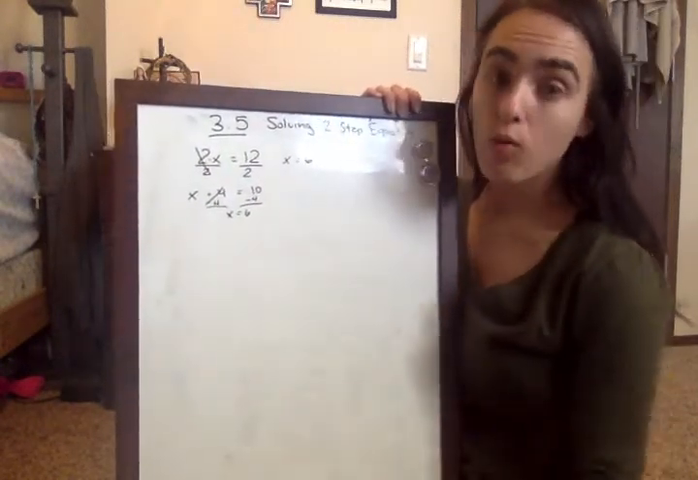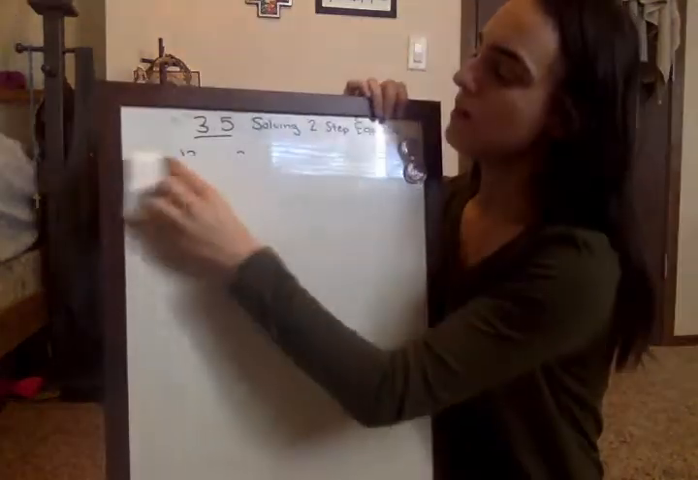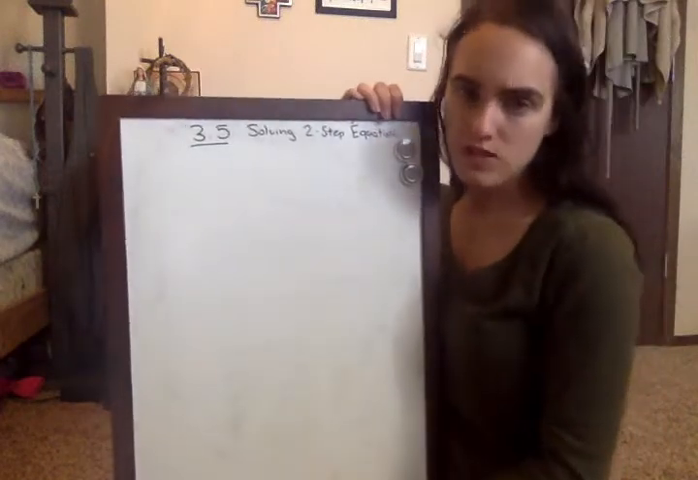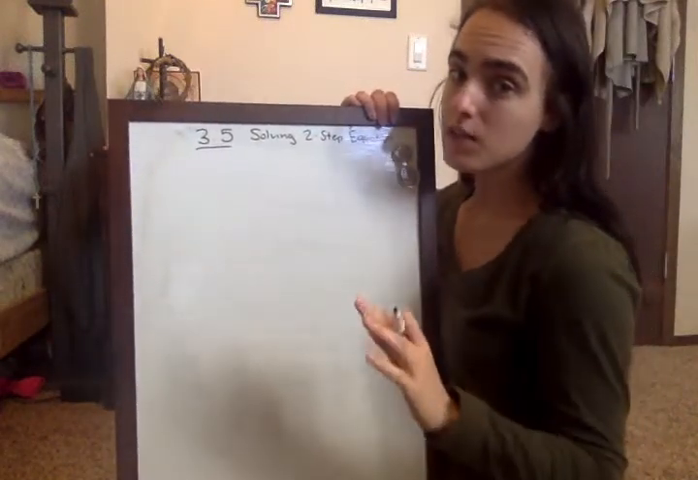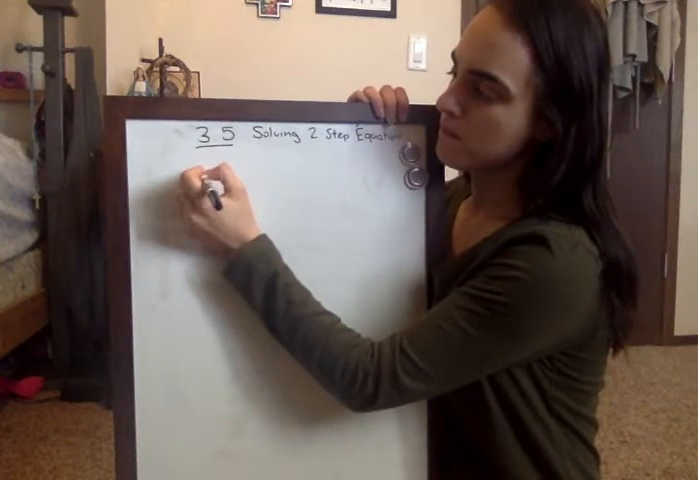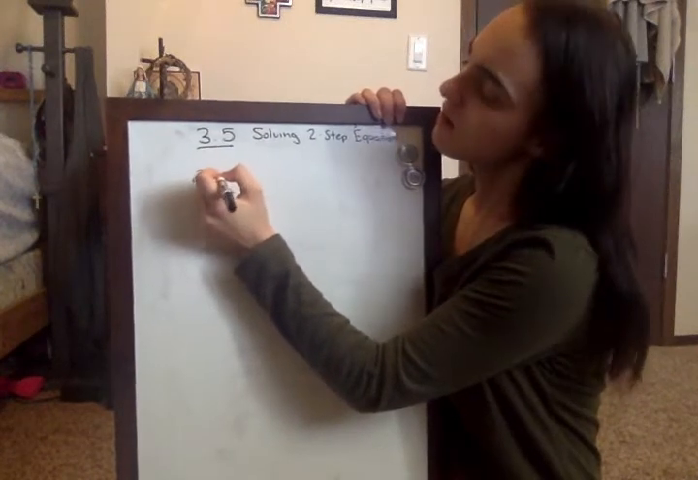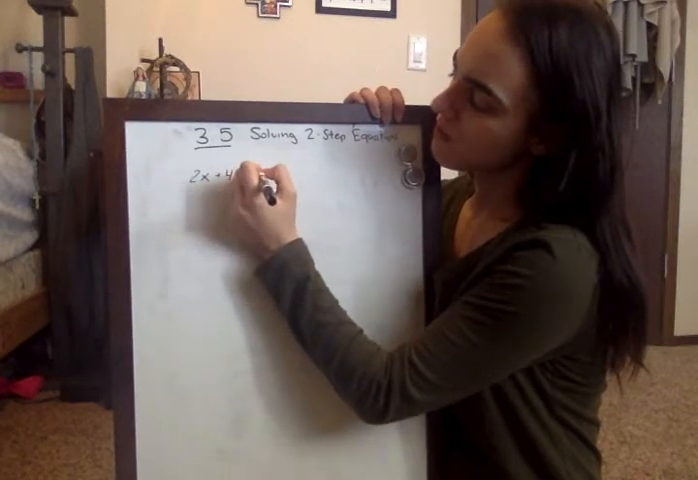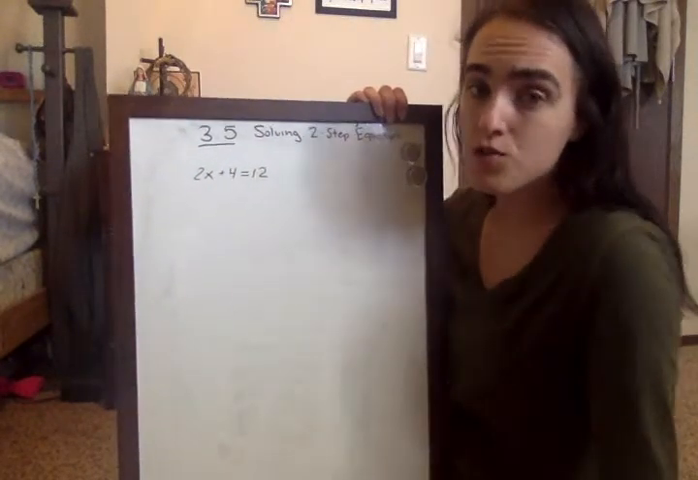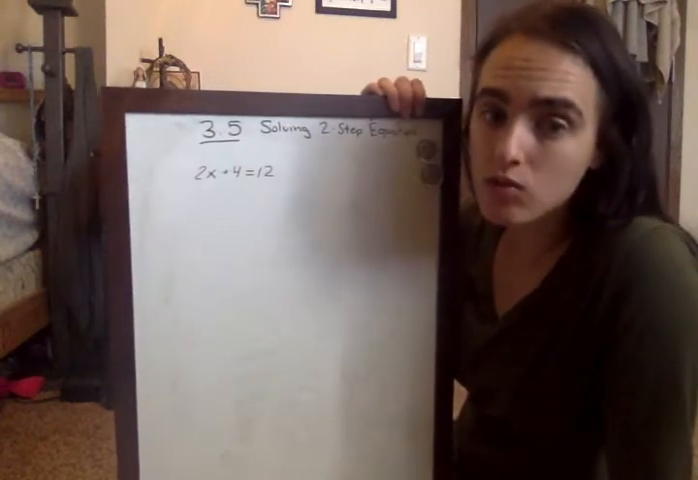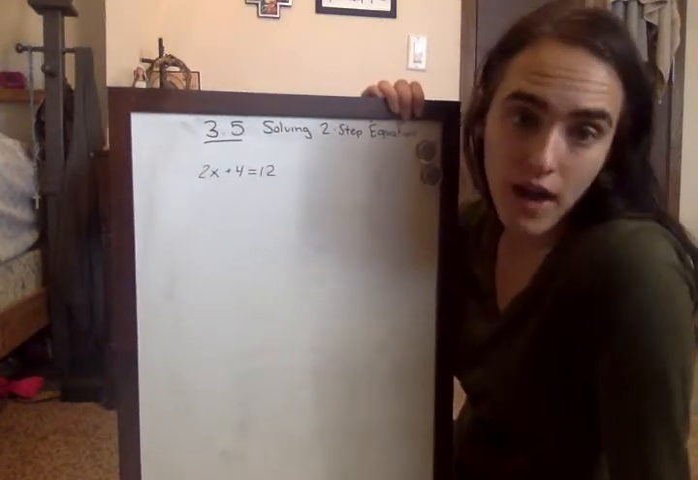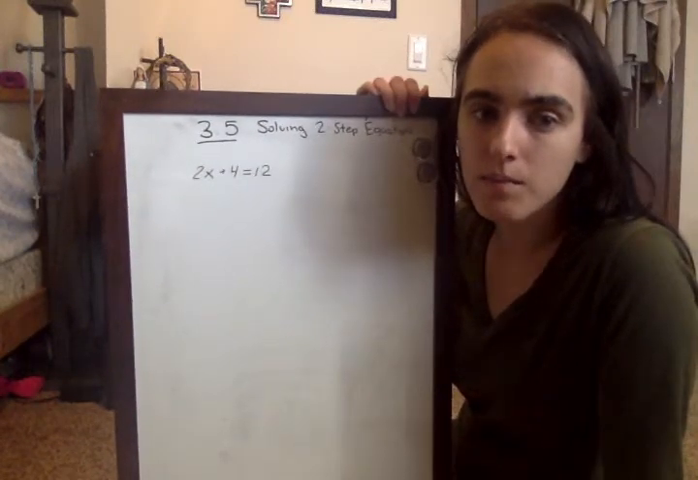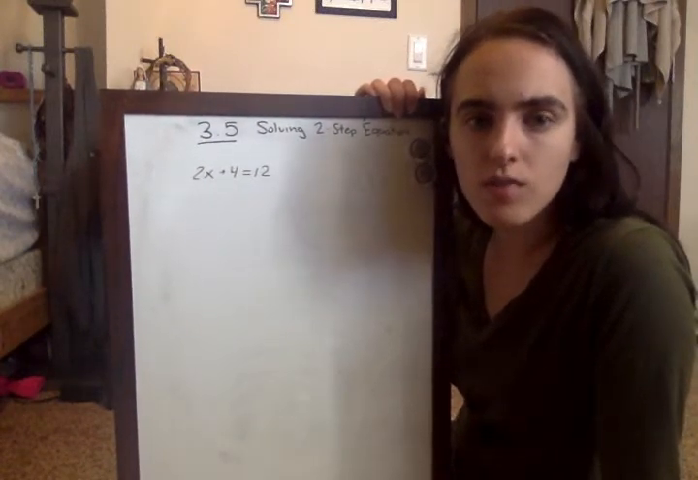Okay, so now, though, we are going to be doing 2 steps. It is going to take you 2 steps to solve your equations. So, let's say you were given something like this. 2x plus 4 equals 12. And you're told, solve for x. That's what your directions tell you. You're solving for the variable. So how do we solve for the variable?